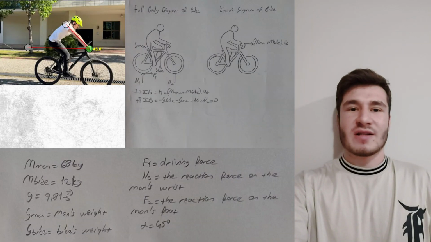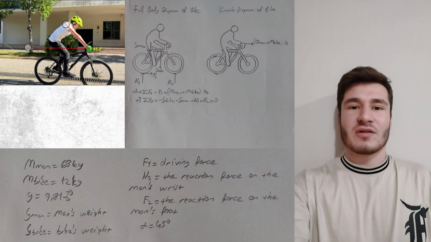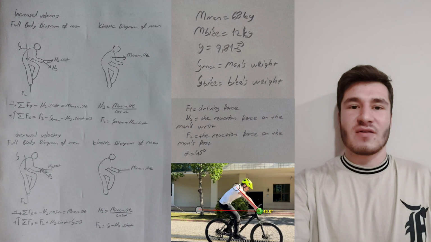We can solve this problem using free body and kinetic diagrams. Since the man and the bicycle are moving together, their accelerations are equal. The direction of the reaction force on the wrist depends on the direction of acceleration. Therefore, we will use two different free body and kinetic diagrams.